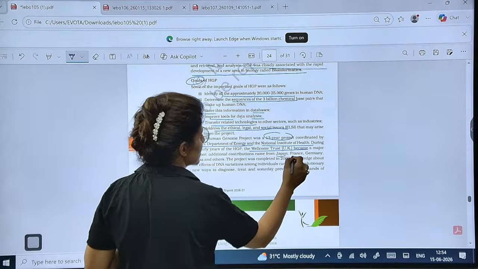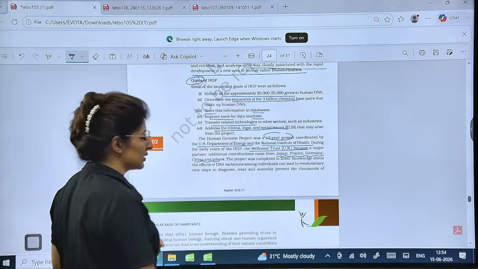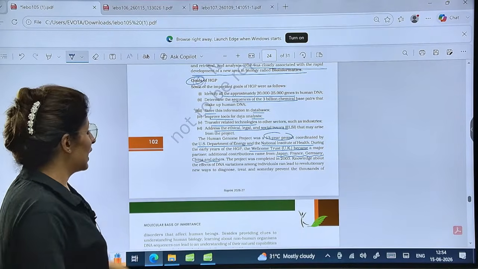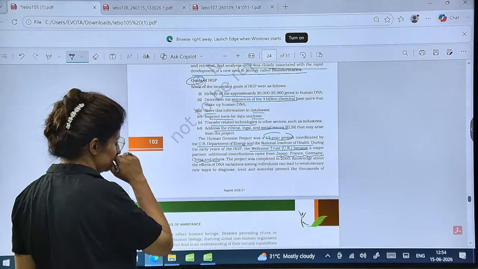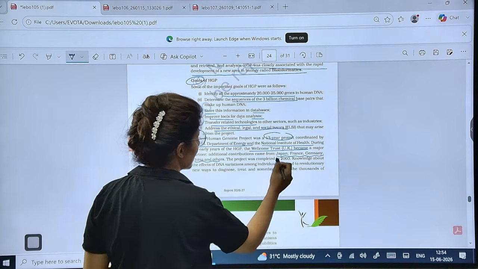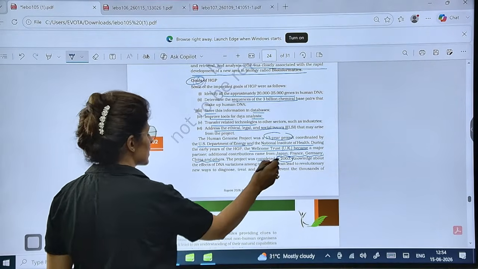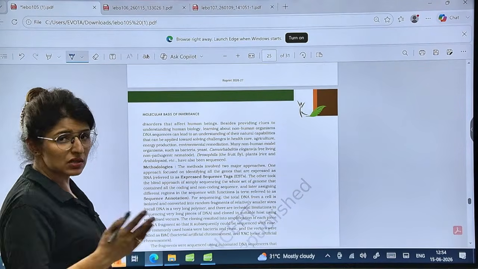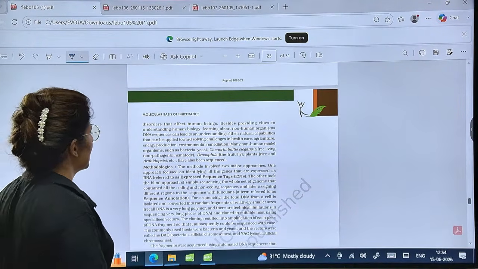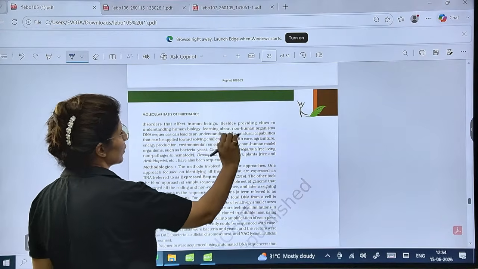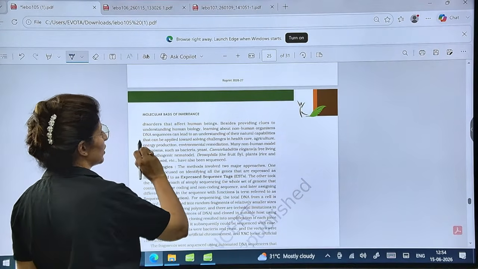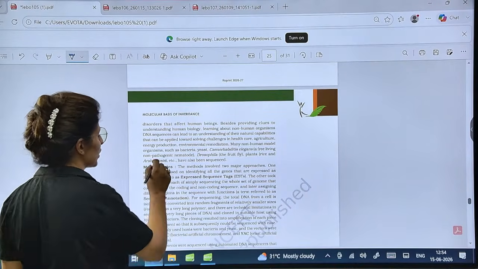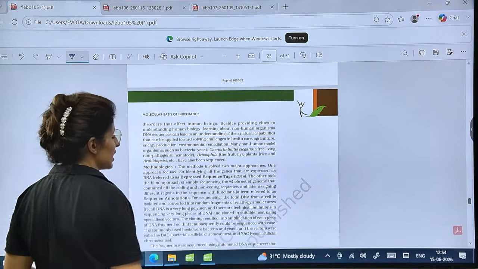Other additional partners, Japan, France, Germany, China, and others. So you should know the name of these countries. It is Japan, France, Germany, and China. Project completed after 13 years, that was in 2003. Is that clear? Now, it helped us to study lots of human disorders as well. Besides providing clues for human, learning about some non-human organisms was also possible. Because of this, many non-human models have also been sequenced.